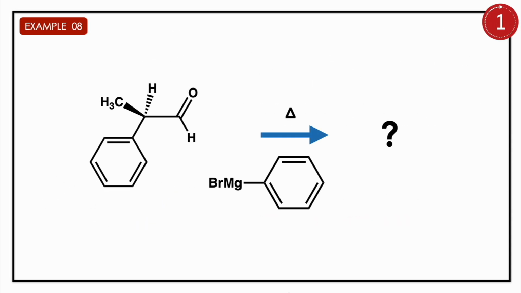Then the next example. Here you have an aldehyde. In the carbonyl, one side you have hydrogen, another side you have a chiral carbon. The chiral carbon contains methyl above the plane, hydrogen below the plane, and phenyl on the plane. You are heating it up. You are using the Grignard reagent, which is phenyl magnesium bromide. You should find what will be the final product.